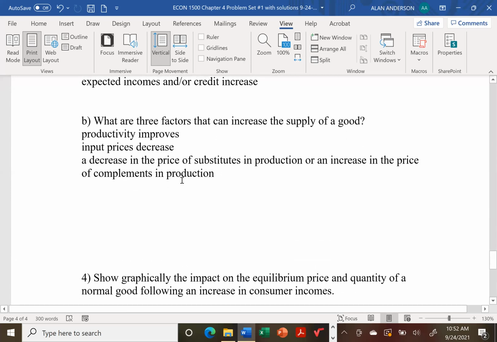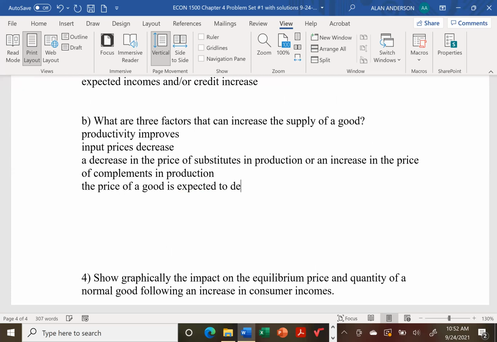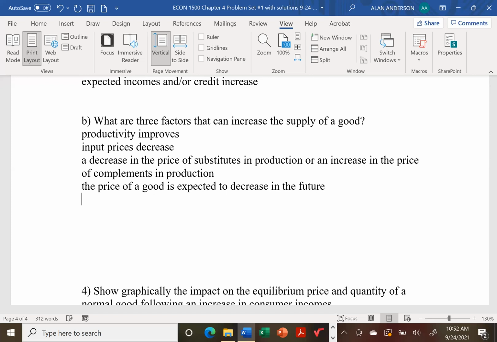All right. So what else do we have on our list? How about this one? The price of a good is expected to decrease in the future. In other words, if we're selling a product where we expect the market price to drop in the future, we may want to sell more of that today while the price is still relatively high. Or for example, goods that we're selling that are becoming obsolete, we may want to sell them as fast as possible before the price starts falling off.